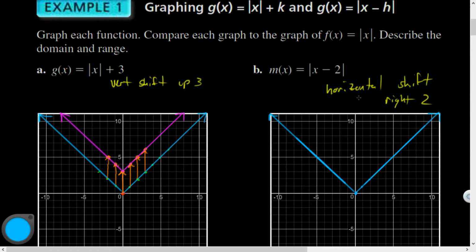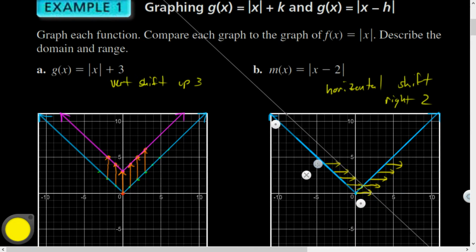And this one is experiencing a horizontal shift by -2, which means it's shifting in the opposite direction, which is going to be right 2. So my vertex is now over 2. This point's over 2 to the right, over 2, over 2, over 2. And these points are over 2. Actually, that point hits the other point, which is weird, where it used to be. Right? And everybody just gets shifted.